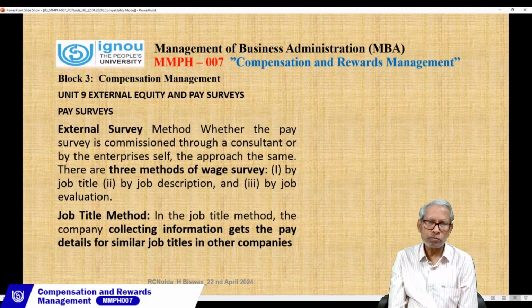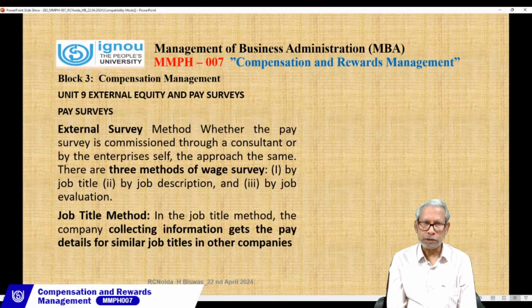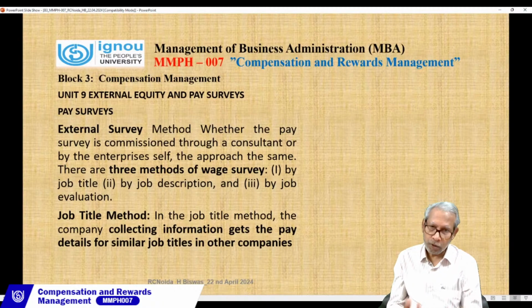Then some methods are there: three methods, by job title, job descriptions, and job evaluations. For the external survey, you have to set up some methods. Then the job title method: the title should be there, and you collect the information and pay details for similar job titles in other companies. So you have to collect the data. That is one of the methods.